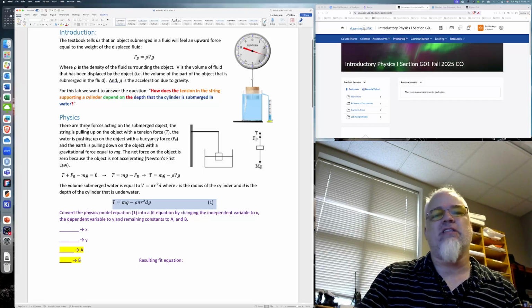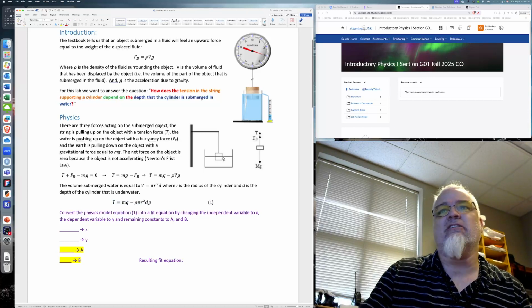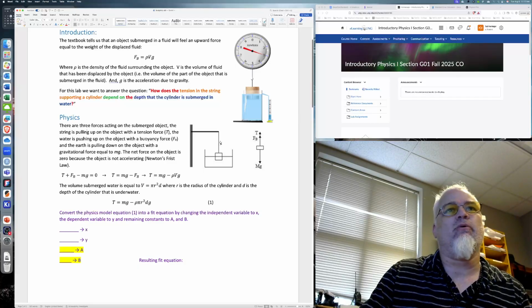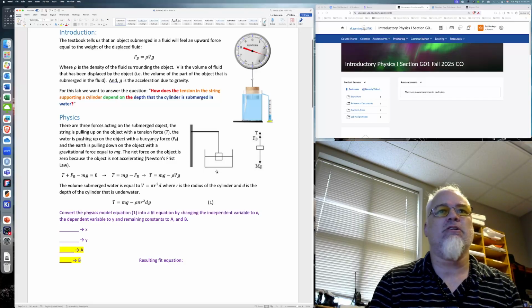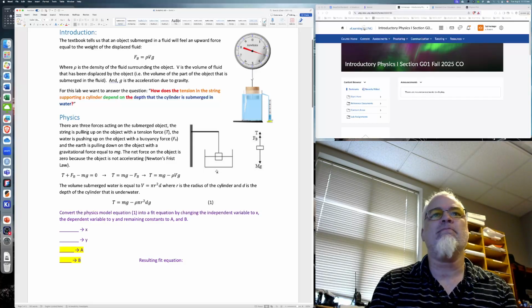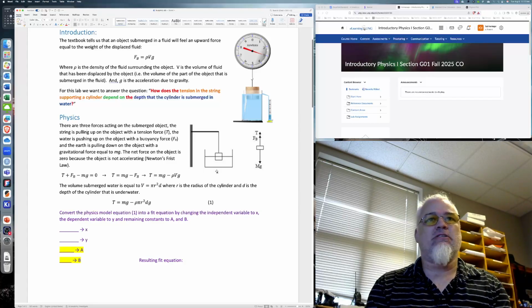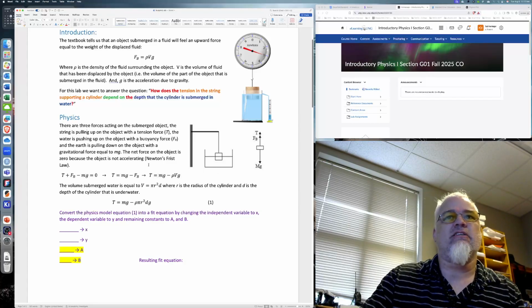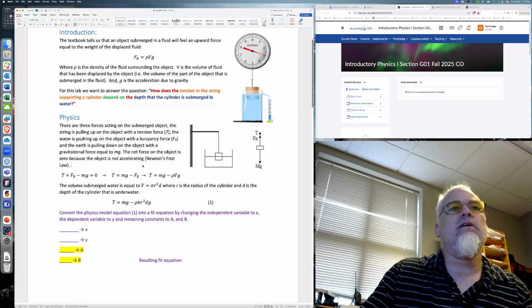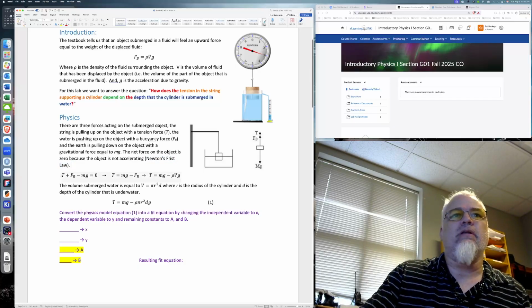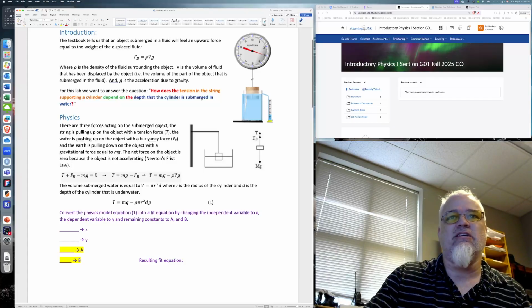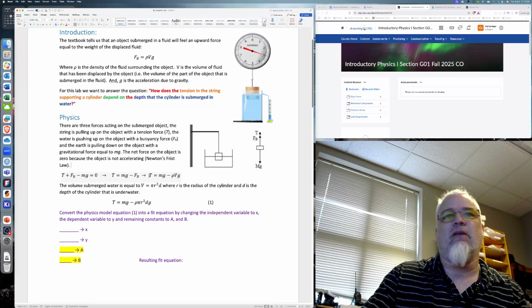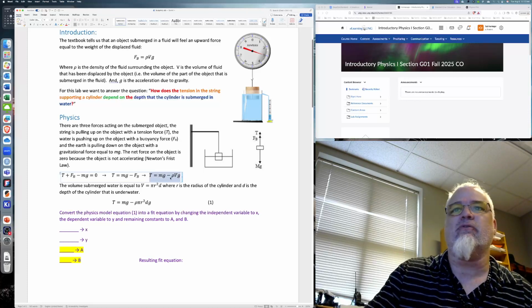For this lab, there are three forces acting on the submerged object. The string is pulling up on the object, the water is pushing up on the object with a buoyant force, and the earth is pulling down on the object with a gravitational force equal to mg. The net force on the object must be zero because the object is not accelerating. That's Newton's first law. So we take what we know: the tension force plus the buoyancy force minus the gravitational force has to equal zero. We rearrange it and we find an equation for the tension force.